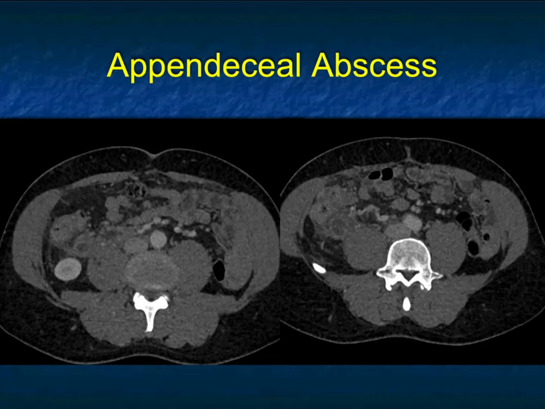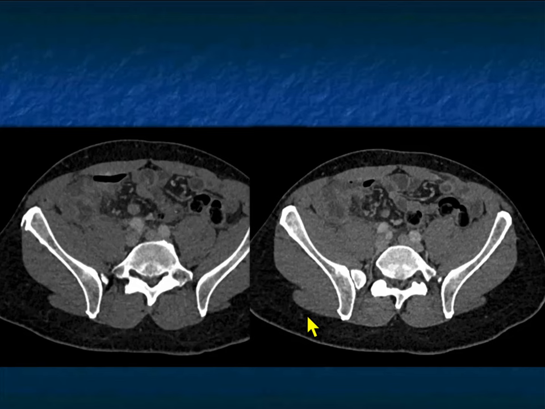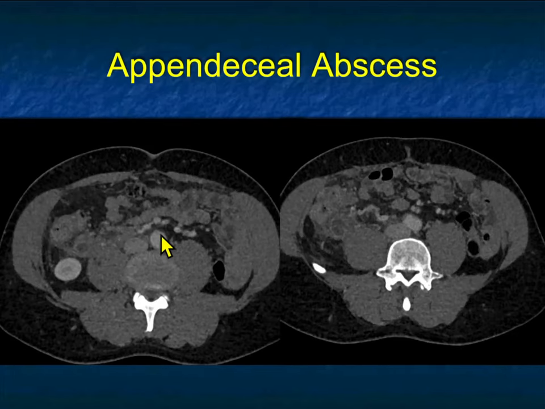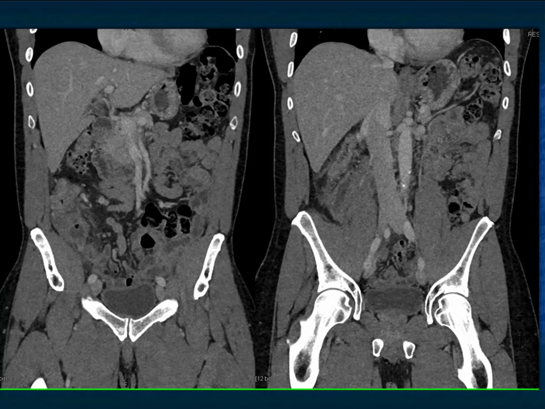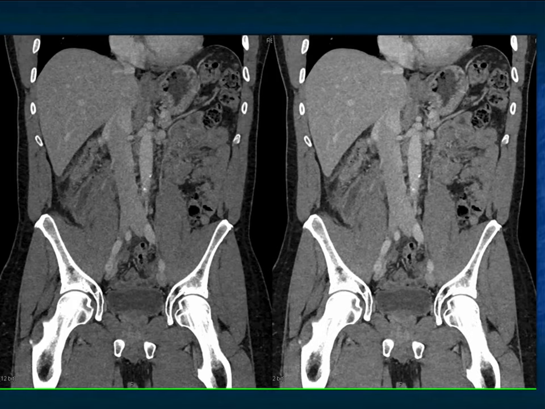Another case, dilated appendix. You can see very nicely as you go here, the appendix, which is there with inflammation, perforation in the wall, and then the inflammatory process tracking down to the right lower quadrant. Again, the coronal views are very helpful in showing you the extent of the inflammation.